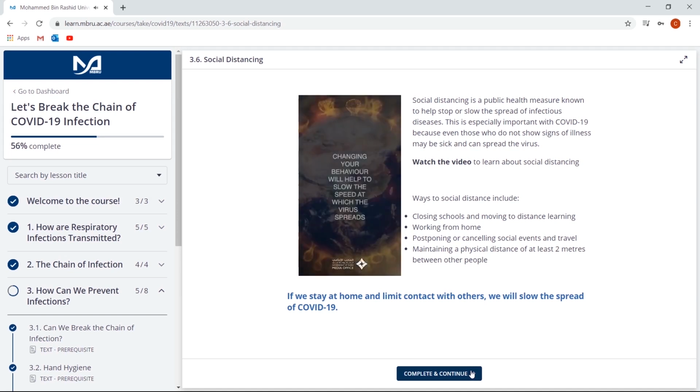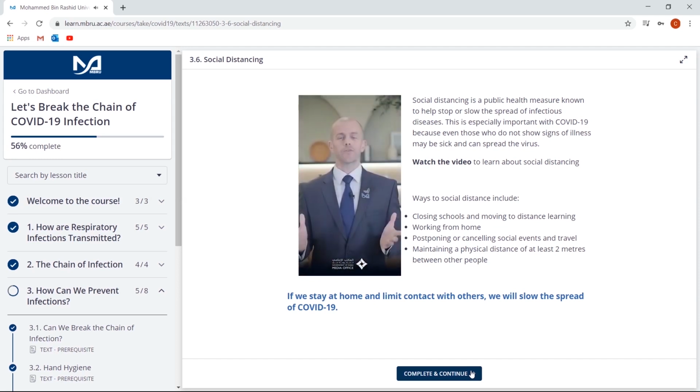But changing your behaviour will help to slow the speed at which the virus spreads in the UAE population. Data from other countries has shown that physical distancing and hand hygiene measures can help slow the speed at which the virus spreads and may even reduce the total number of cases.